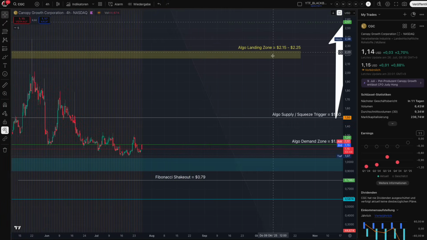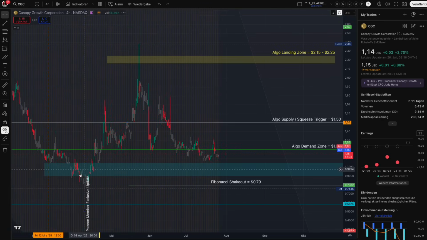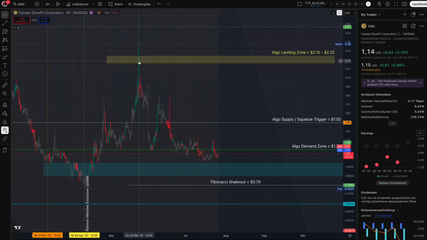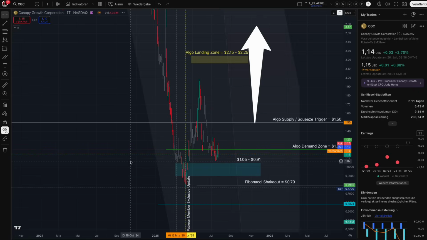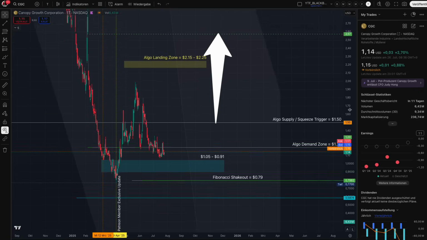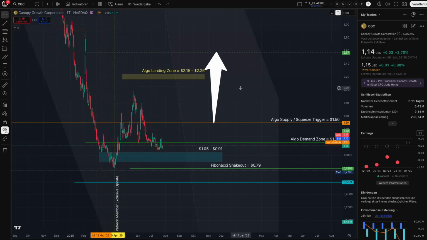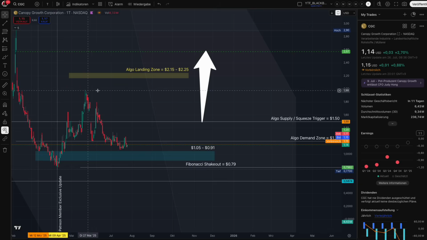You can already see that I have my technical landing zone, guys, since months. Since months I have this zone in my chart, and I said that I expect that Canopy Growth will go back to $2.15 or $2.25, and you can see that we already did that with a 4-hour candle in the 4-hour chart, but not in the daily chart yet, guys. And this is the reason why I still think that this is one of the major price goals for Canopy Growth, at least technically, when we talk about an algo squeeze and not a short squeeze setup.